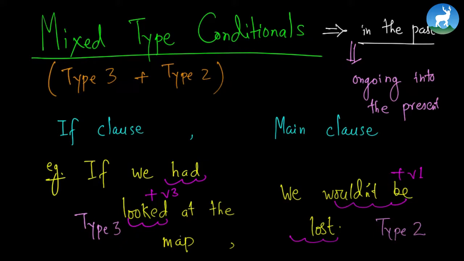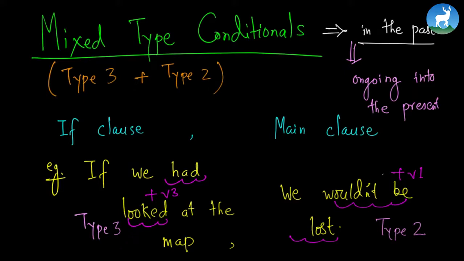You didn't look at the map and that's why you're lost. So you say something like this: if we had looked at the map, we wouldn't be lost, but sadly you had no time to look at the map and you got lost. If we had looked at the map, we wouldn't be lost. That is the mixture of type 3 and type 2. I'm repeating it once again. And it is called the mixed type.